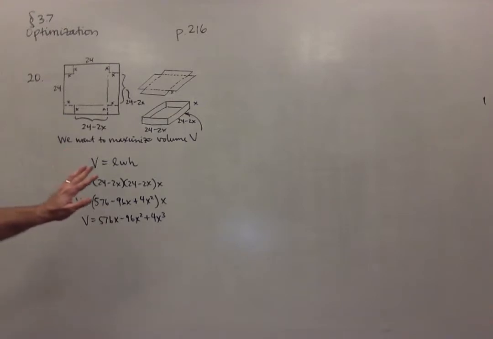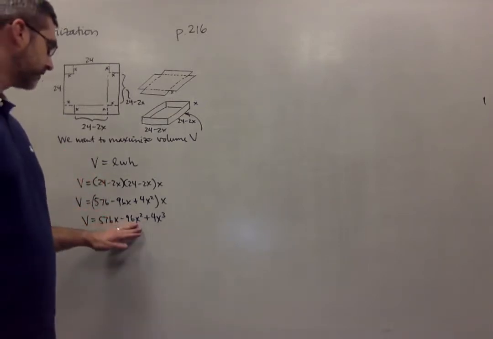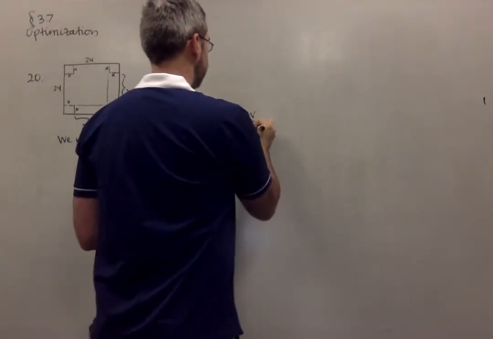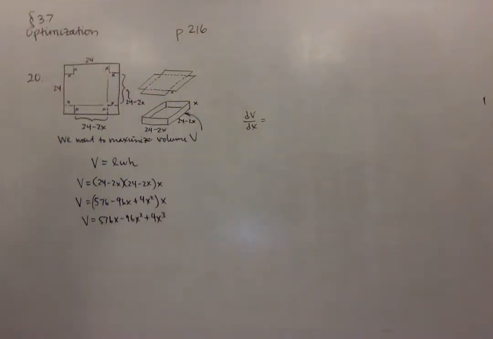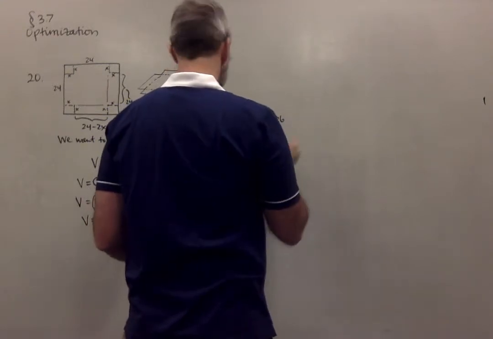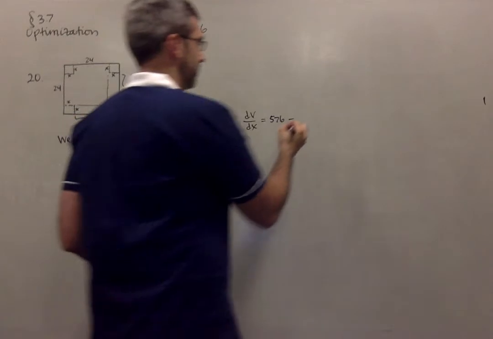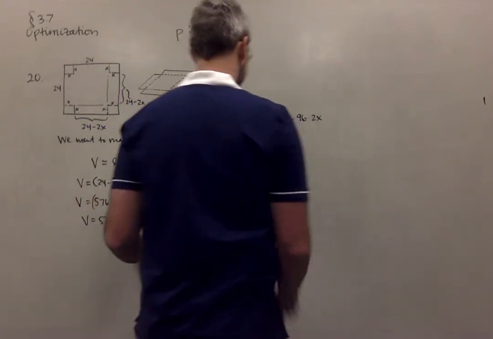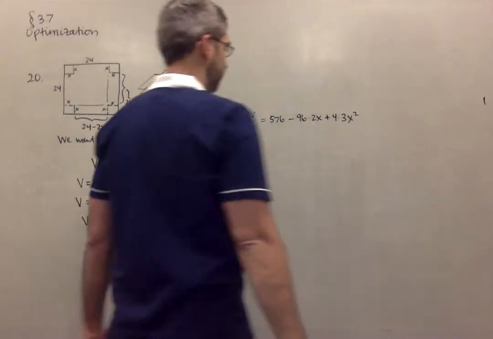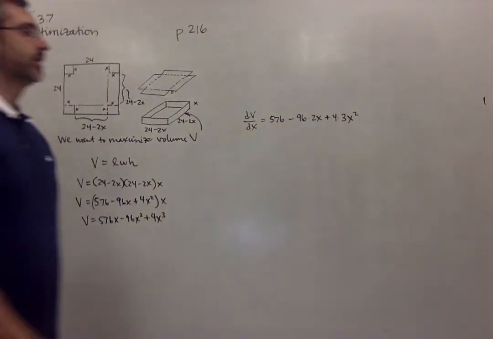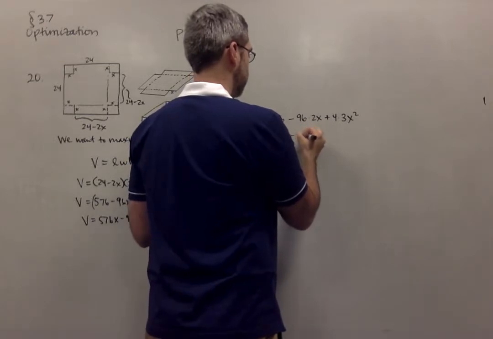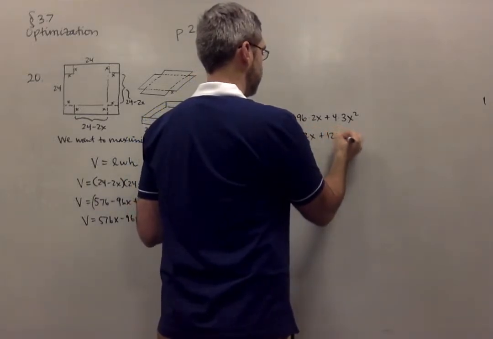Okay, so now I want to maximize this. I've got a function, so I'm just going to use my calculus. So when I differentiate, again, don't write v prime. The derivative here is just going to be 576 minus 96, and then that x squared is going to become a 2x plus 4, and then the x cubed is going to become 3x squared. So I've got 576 minus 192x plus 12x squared.